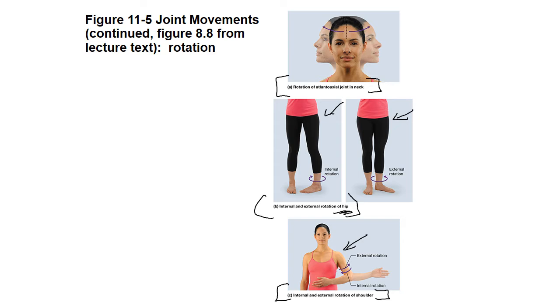I know it can be a little confusing to look at that and say, well, it looks like adduction, abduction, but it's actually internal, external rotation because the movement is taking place at the shoulder. You have to identify the joint at which the movement is taking place.